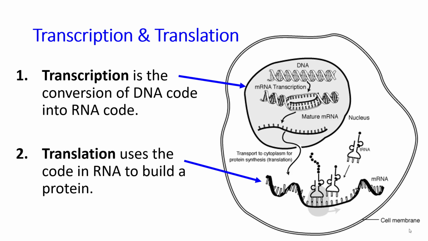Now, protein synthesis happens in two phases. The first one is transcription, where DNA code is converted into RNA code. And the second phase is called translation, where RNA is used as a blueprint to build a protein.